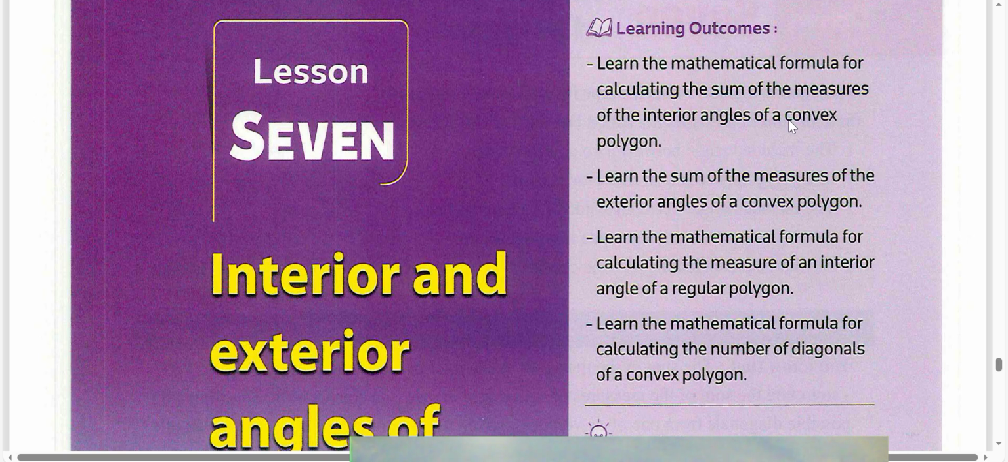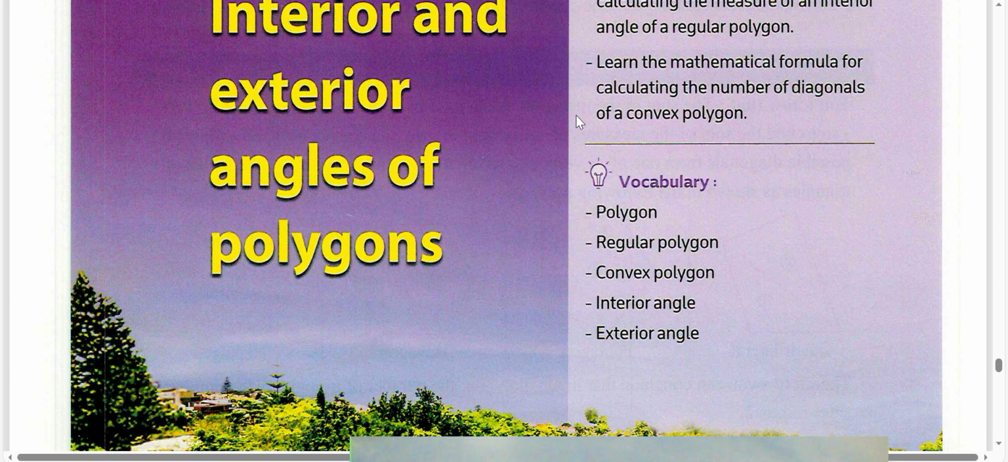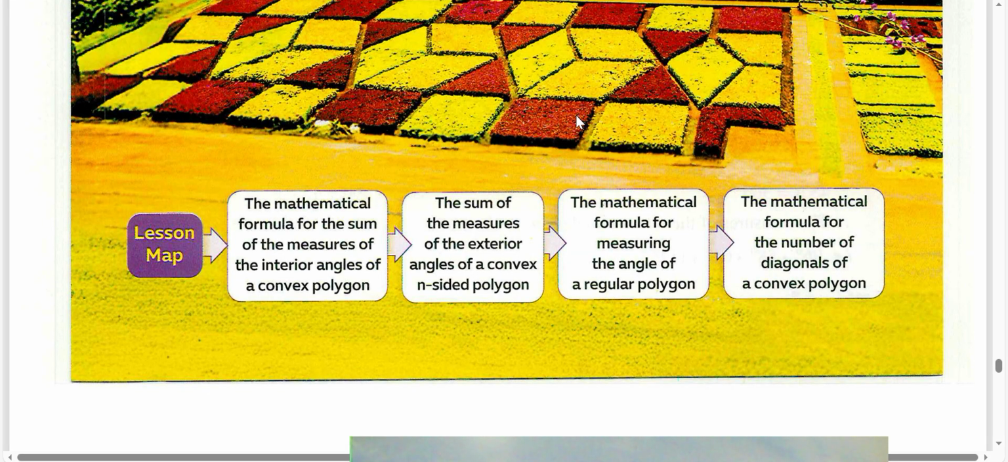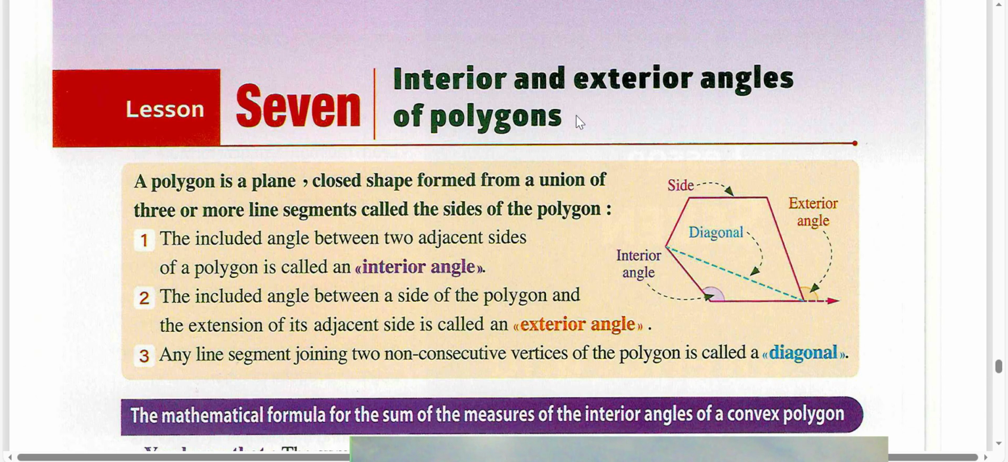Prep 2. Today we solve from the book, lesson number 7. Explain lesson number 7, geometry: interior and exterior angles of polygons. What about the polygon? Look here, polygons like a quadrilateral, hexagon, pentagon, and also we can explain the interior and exterior angles of polygons like this.